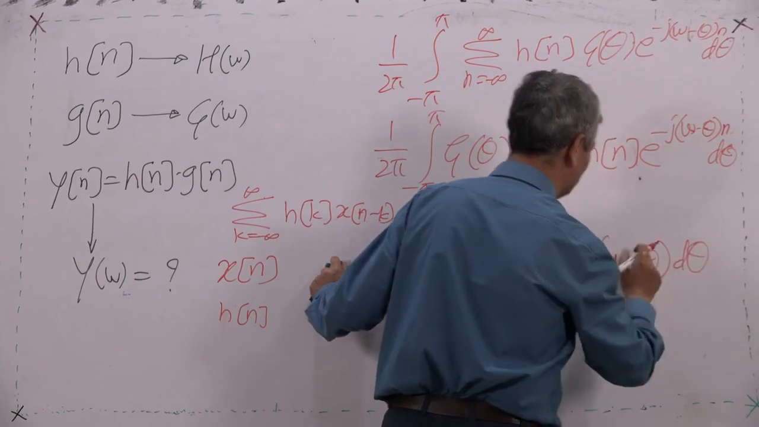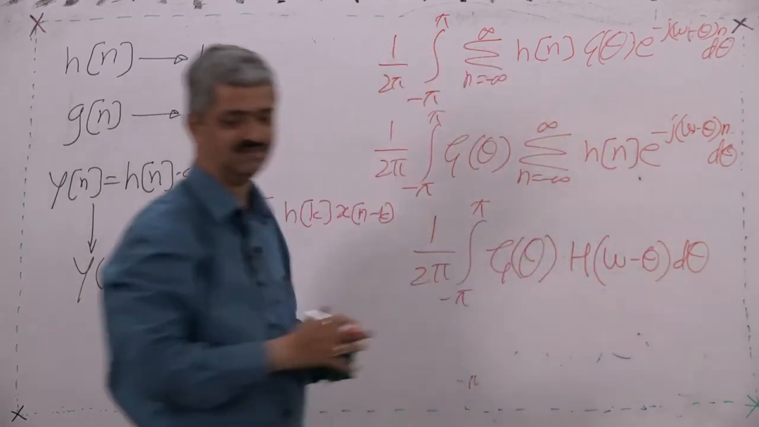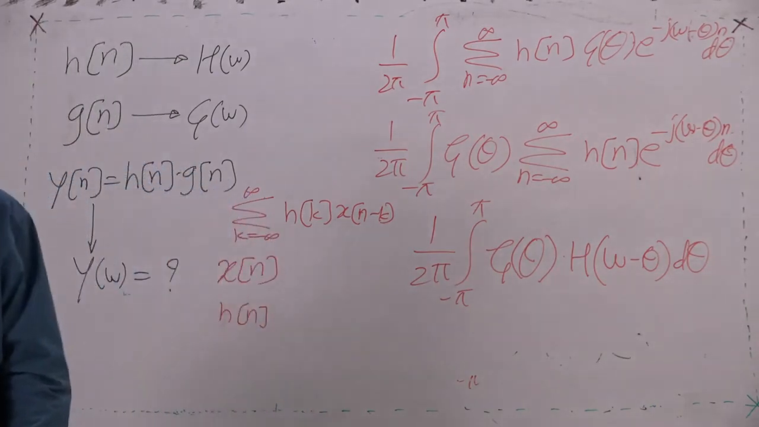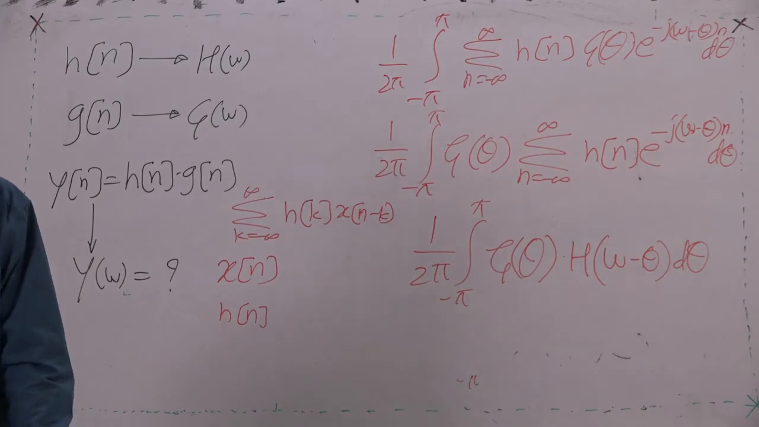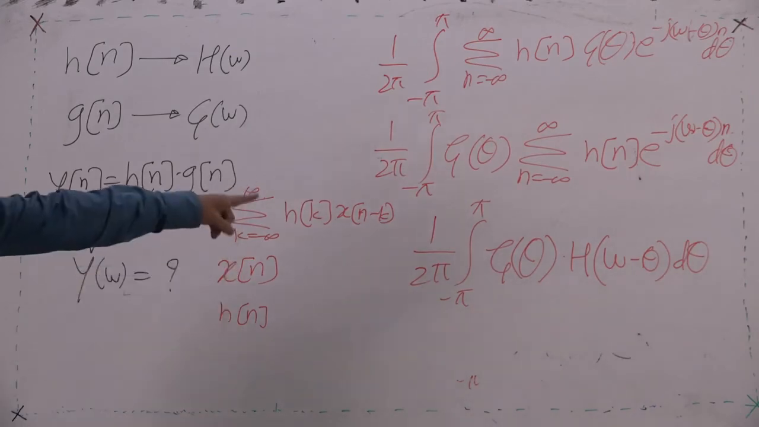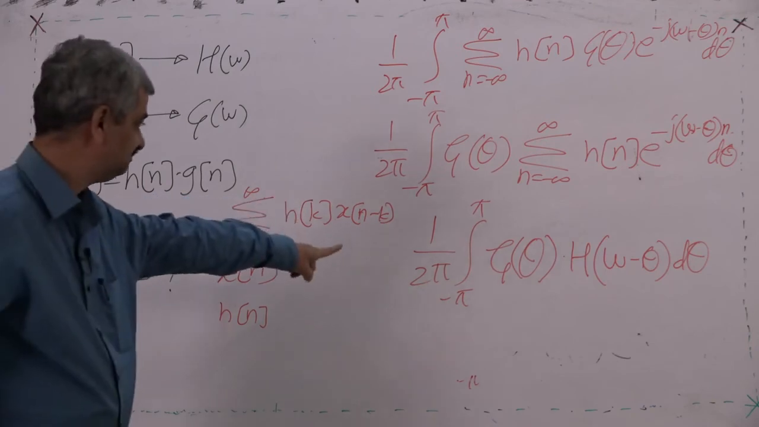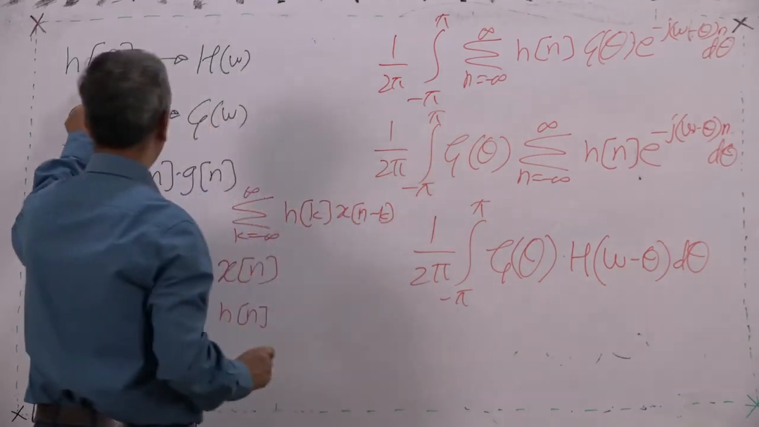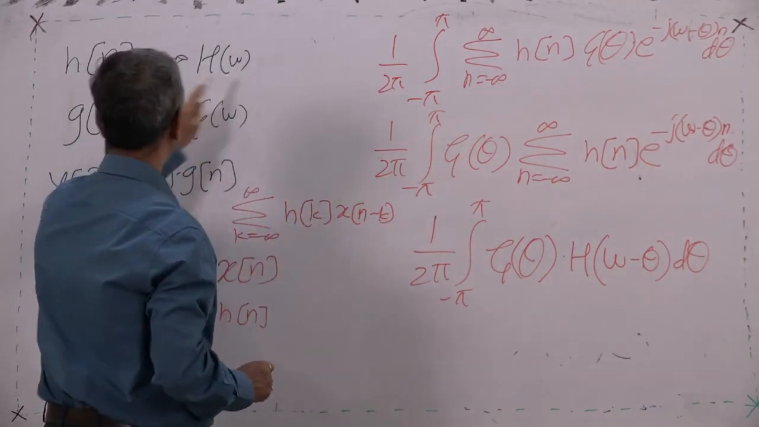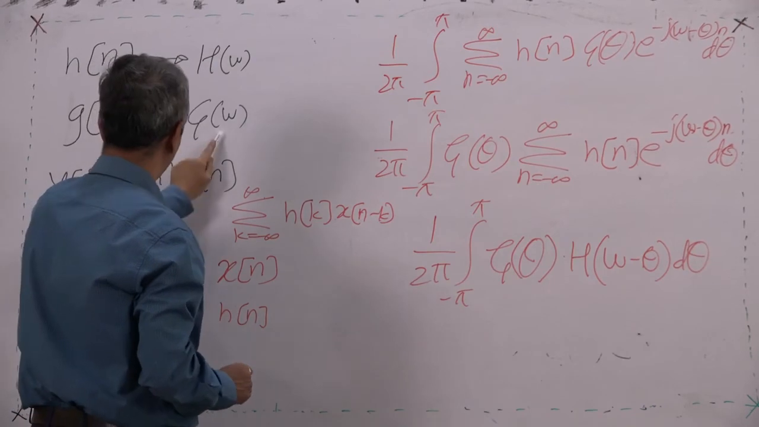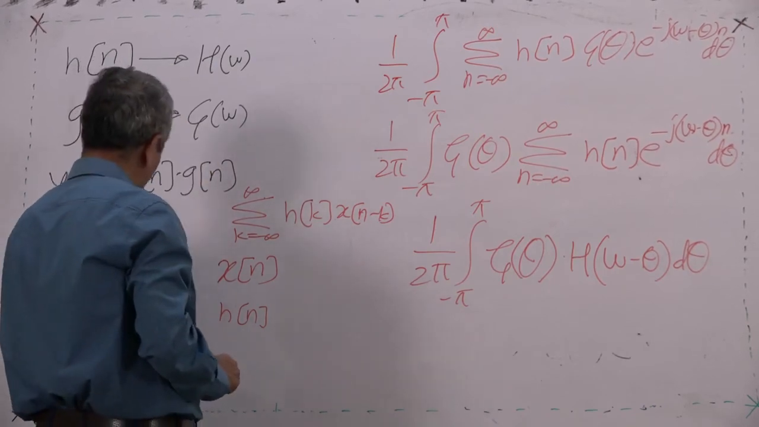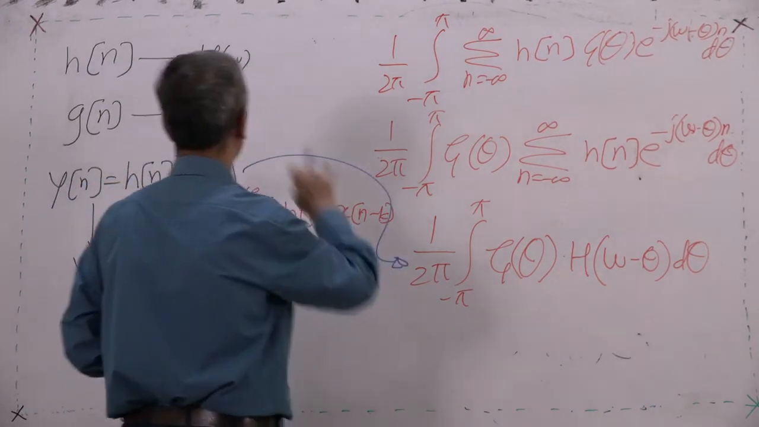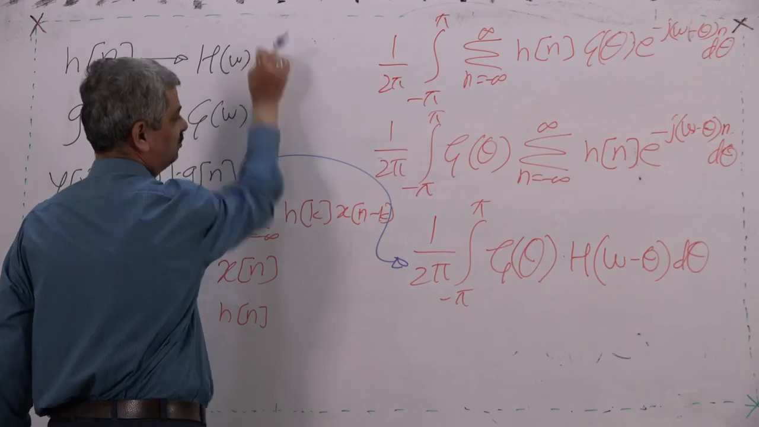It is just like the convolution which we had discussed in the first semester when we were discussing the simple RC circuit. So this is called the convolution integral. If h n is transformed into h omega, g n is transformed into g omega, then their product gets transformed into something which is the convolution of g and h, in theta and omega.